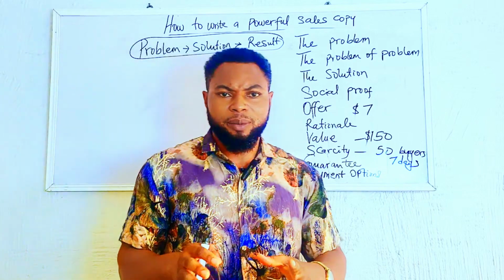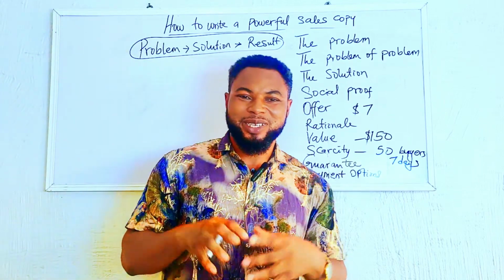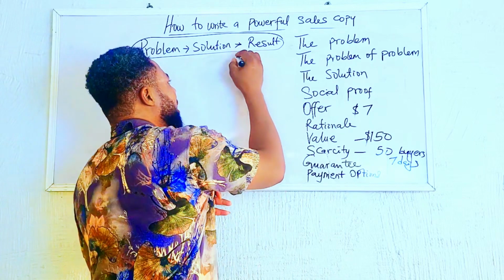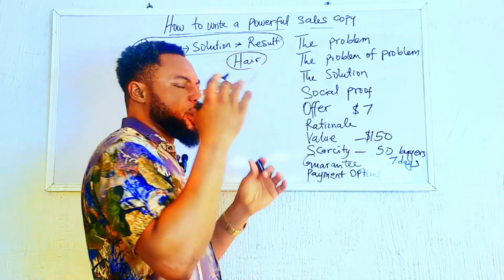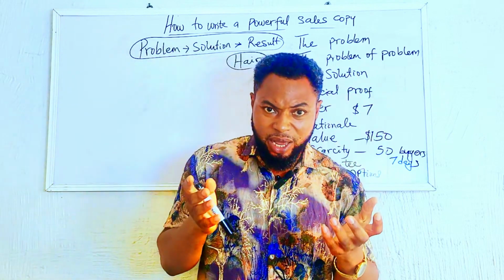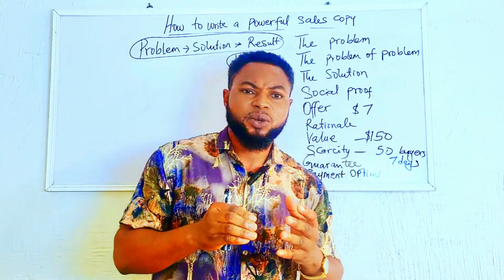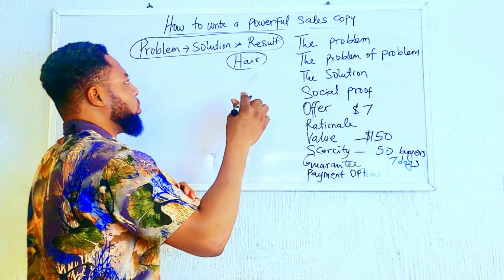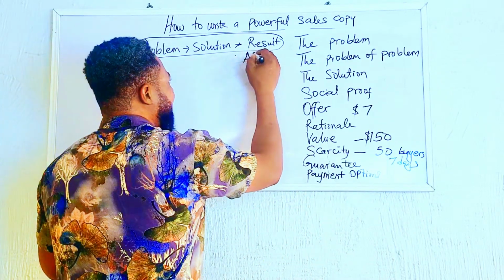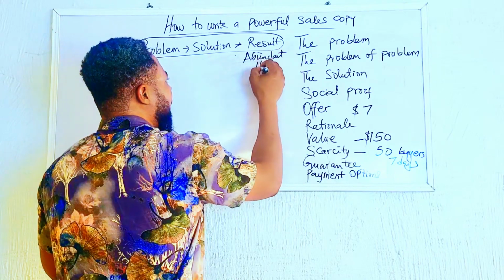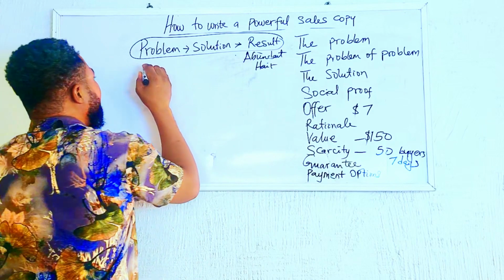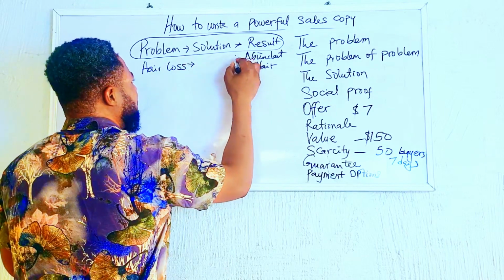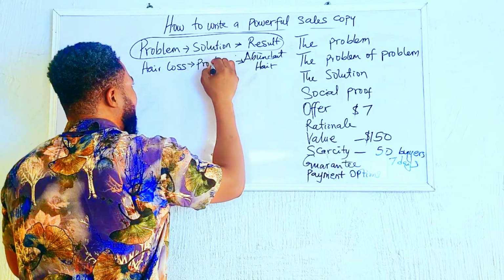Okay, let's use an example for e-commerce guys. I guess you guys are enjoying this series of videos because I'm always using examples for e-commerce. So let's say you want to sell a hair product for hair growth. Now the problem is that the person is losing hair, is going bald, and the person wants to have his head full of hair. So the result is going to be abundant hair, and the problem is going to be hair loss. And the solution should be that product or offer.